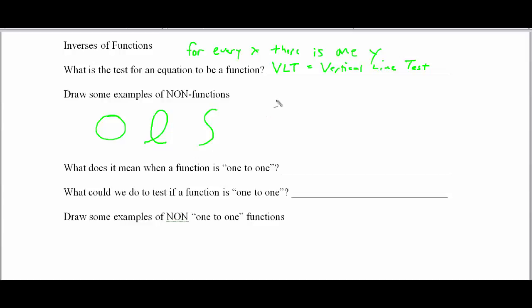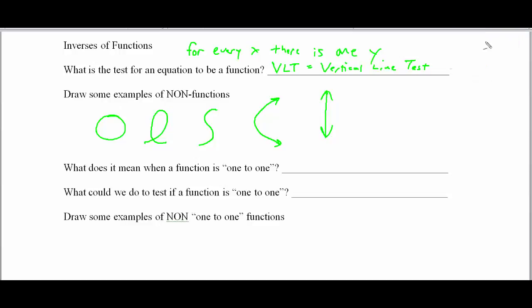A parabola that opens up sideways, like so. I think we're going to be seeing some of those in the next chapter as we look at inverses of roots, so to speak. And also a vertical line violates the vertical line test. So these are 5 examples of non-functions.